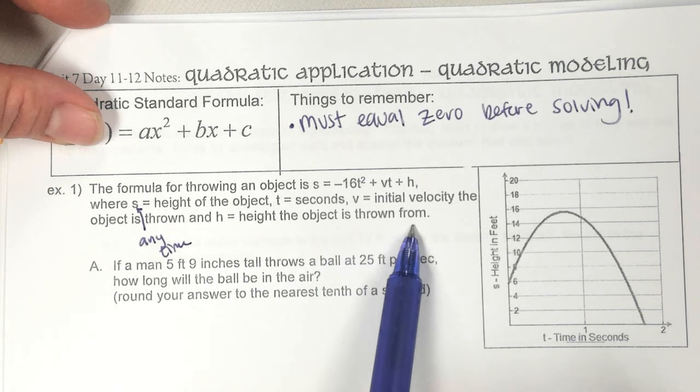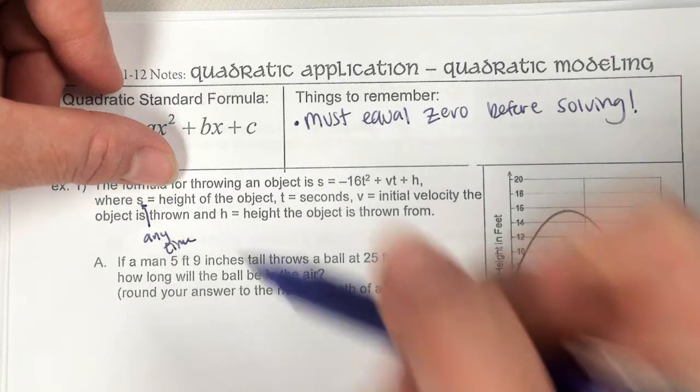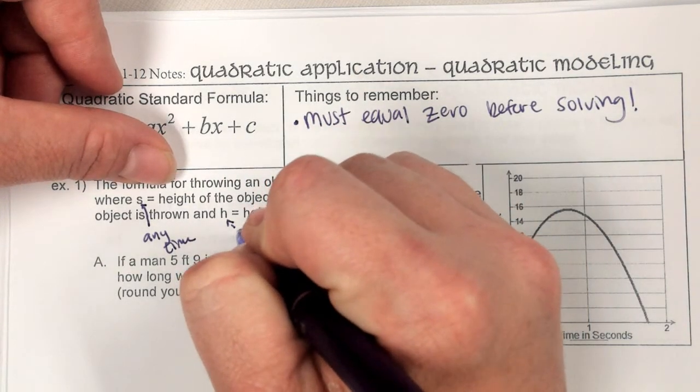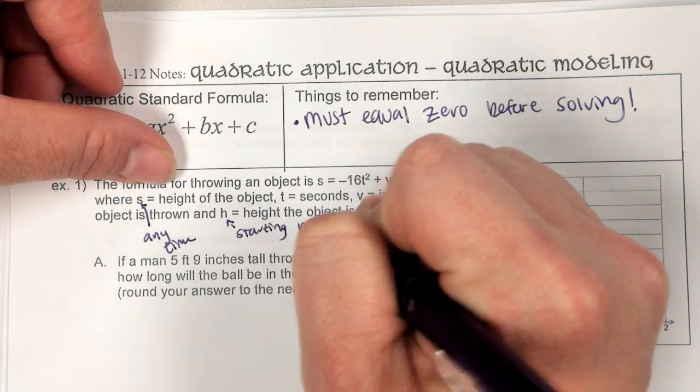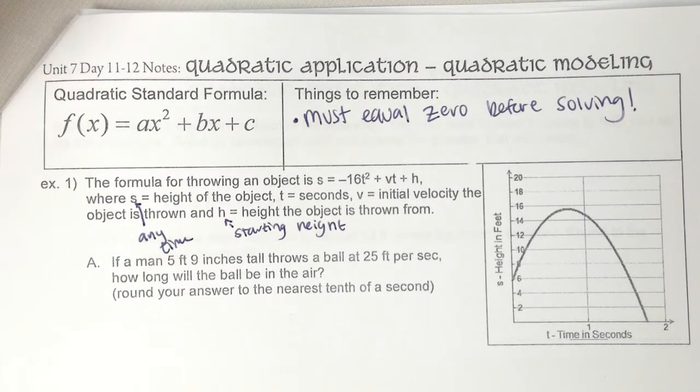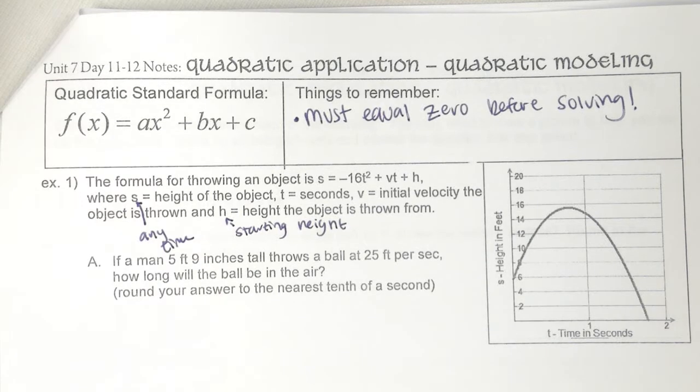What I want you to realize is the difference, because these are both heights, but this is the starting height. That says any time and starting height.